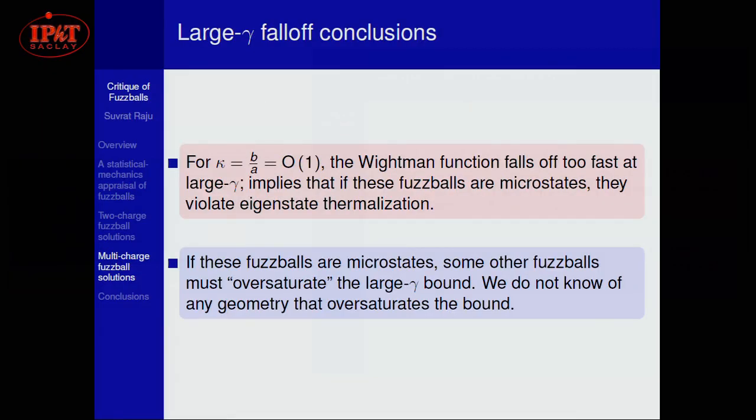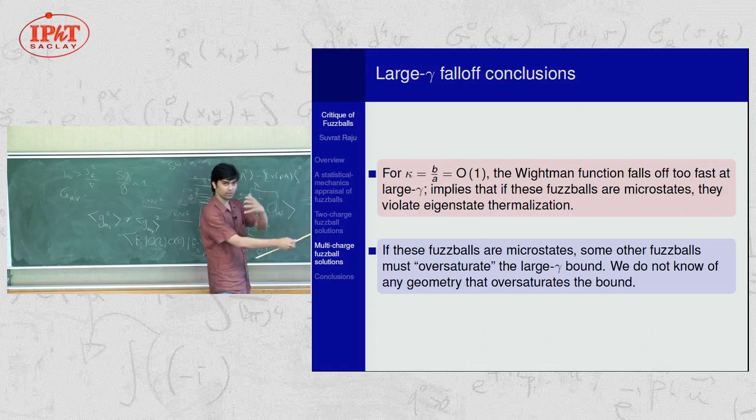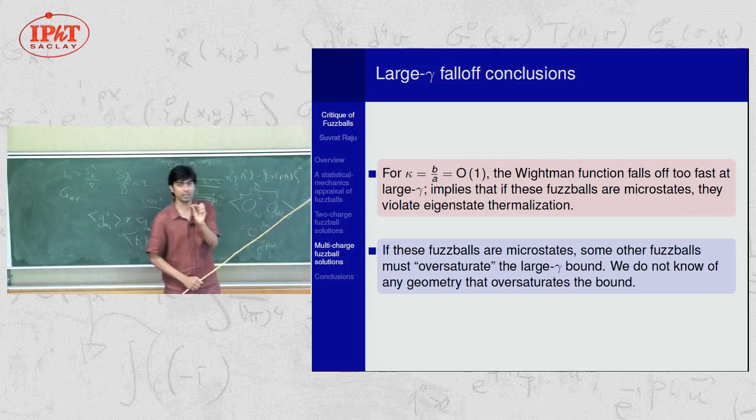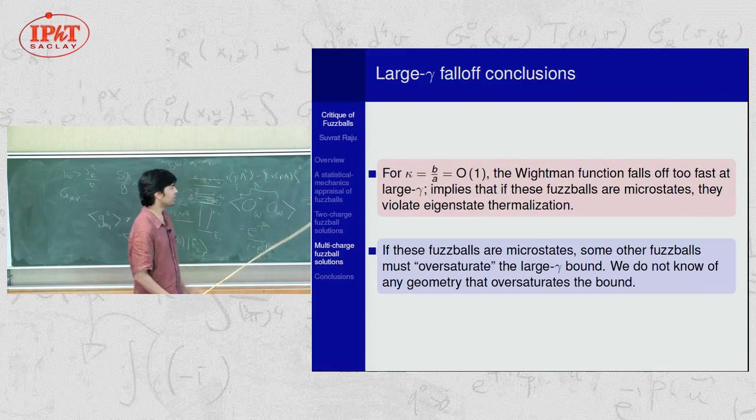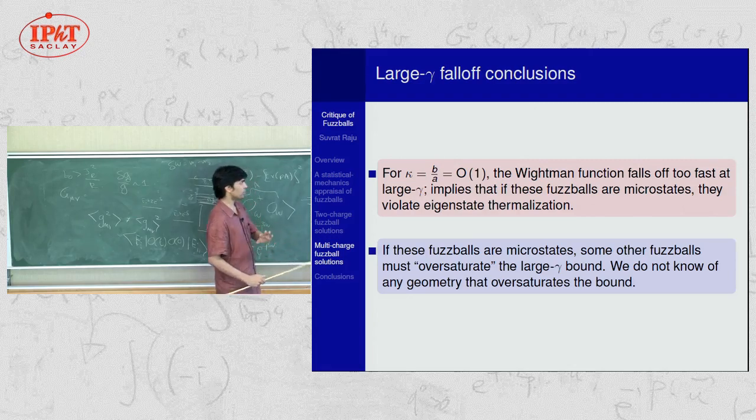At least if you take kappa to be order 1, which is what we are discussing, these Wightman functions fall off too fast when you compare with black holes at the same beta L and beta R. But you can, as I said, also do some CFT calculation, and that means that these fuzzballs are microstates. They violate eigenstate thermalization. At least they don't behave like the thermal state. Now I said at the beginning of this talk, I don't want to assume eigenstate thermalization. And remember this bound I proved was a bound between theories. It was a bound that holds in any relativistic theory.